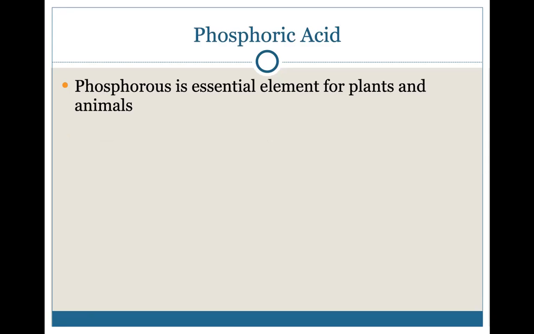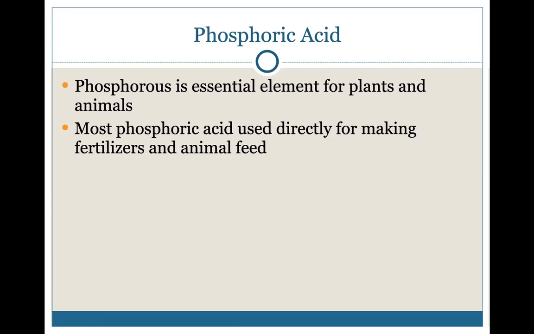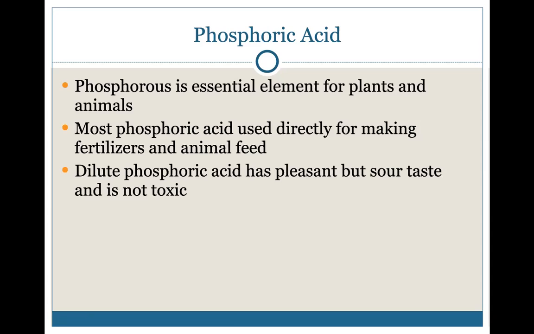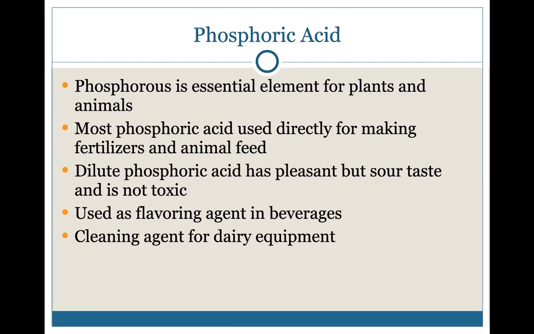This is quite a weak acid. Phosphorus is an essential element for both plants and animals. Most of it is used directly for making fertilizers and animal feed. If it's diluted, it has a pleasant but sour taste. It's non-toxic, so we use it as a flavoring agent in beverages that need to be sour.